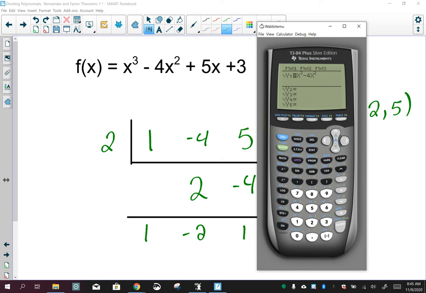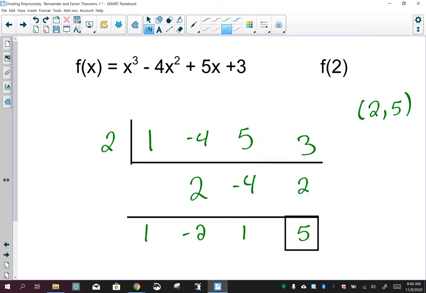Oh, I hit the squared button, plus 5x plus 3. Hit my graph button. It's going to do the math magic and graph it. And then you hit trace, type in 2. And there it is. There's your 5. So that's all it's asking you to do. Okay. And that is your remainder theorem.